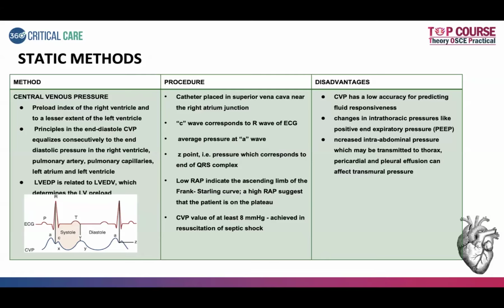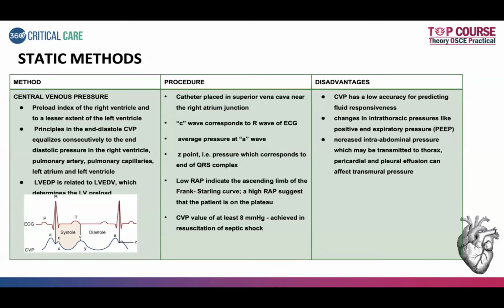If that is also not possible, then you can measure at the Z point, that is the pressure which corresponds to the end of the QRS complex. So what does it suggest? When it is low, it indicates that the right-sided preload is low, so the patient could be fluid responsive. When it is high, we think that the right-sided preload is high, so the patient may not be fluid responsive.